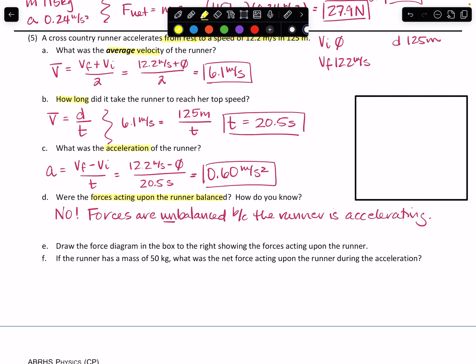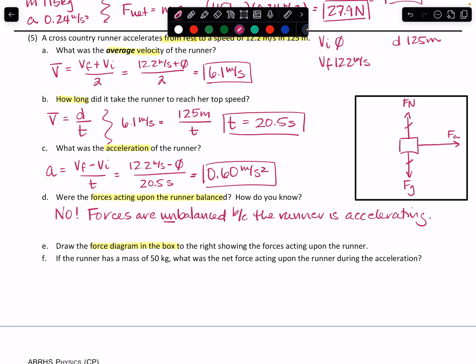So now we're going to draw a free body force diagram in the box showing the forces that are acting on the runner. You guys know I like to use boxes for my object. The first thing is we're going to have our vertical forces. The gravitational force is balanced by the normal force. I know this because the object is not moving vertically. It's only moving horizontally. And because I'm a righty, I'm going to have the applied force pointed to the right. That's the force that her muscles are providing that is allowing her to move.